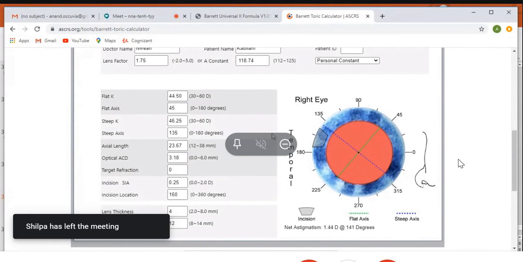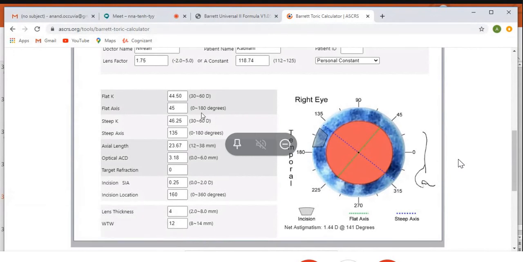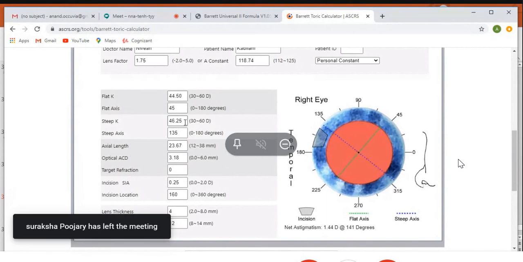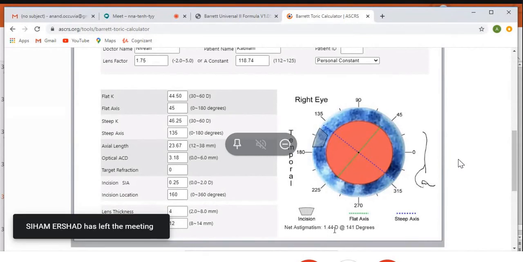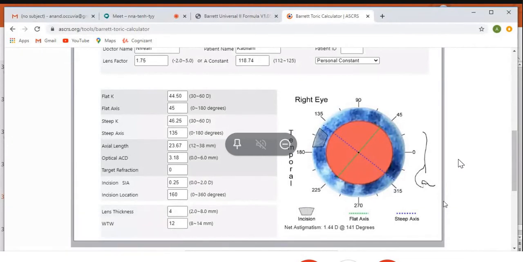But if you take here, the flat axis is 44.50 and the steep axis is 46.25, which is a difference of 1.75, but here it is showing 1.44. So the difference is that whenever we are calculating in Barrett, it will take a certain amount of posterior corneal astigmatism into account as well. That's why there is a difference in the net astigmatism here. Instead of 1.75, it is showing 1.44.